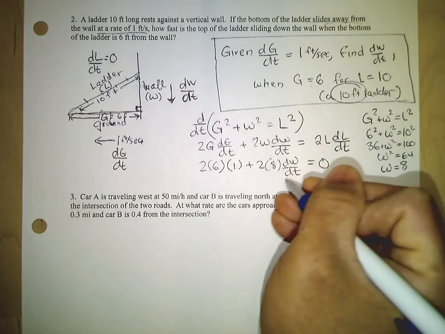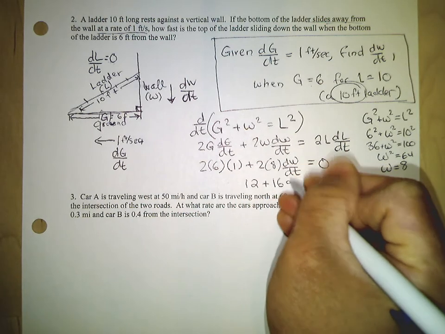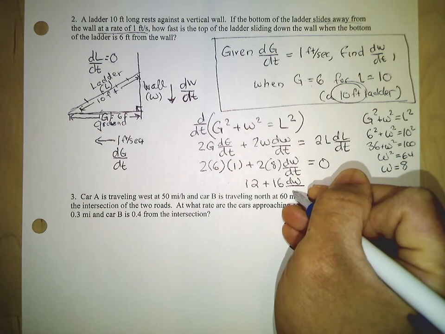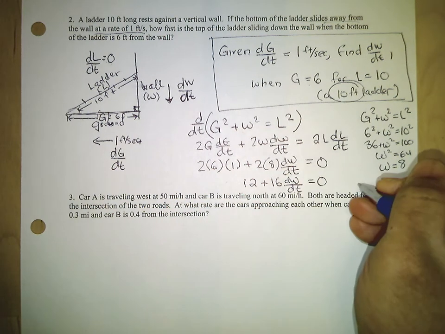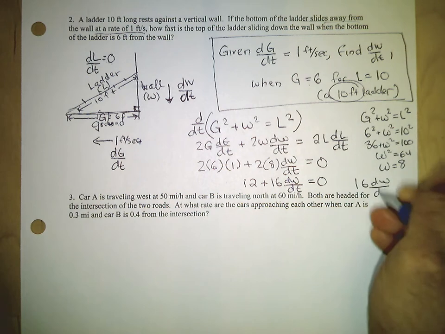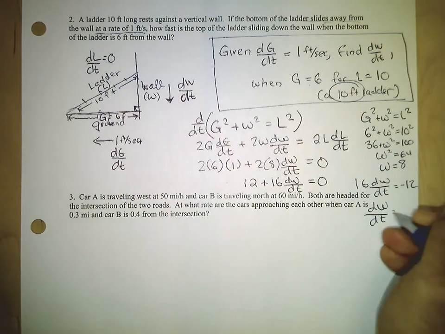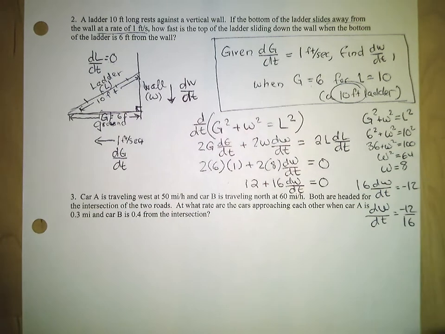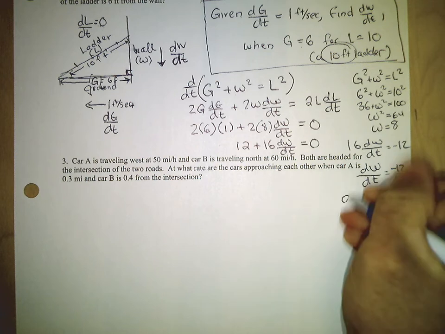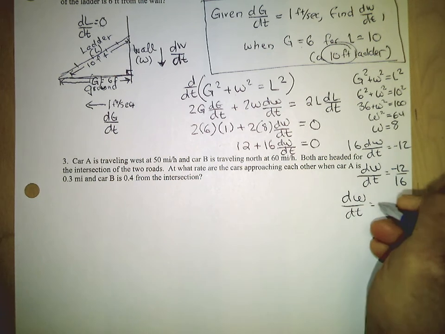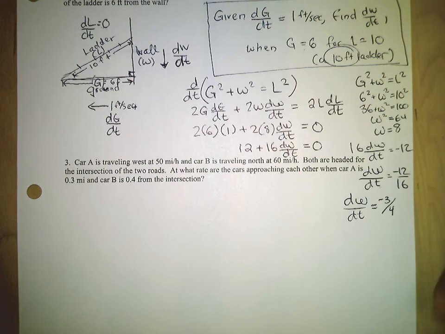So 2 times 6 times 1 is 12. 2 times 8 is 16. So we have 12 plus 16 dw/dt equals 0. Then I subtract the 12, so 16 dw/dt is negative 12. Then I'll divide by 16, so dw/dt is negative 12 over 16, and that reduces to, when I divide out by a factor of 4, negative 3 over 4.